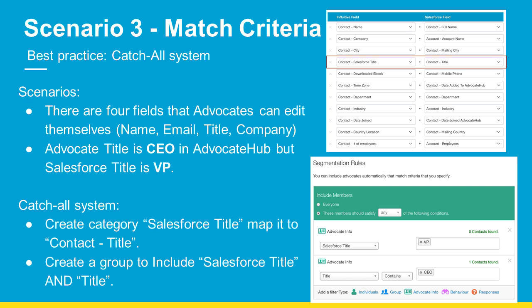Next are the best practices for match criteria. So when advocates first join, there are 4 fields that advocates can edit by themselves, which are name, email, title, and company. So I have a scenario here. What if when the advocates first join, their information in Salesforce shows that the title is vice president, VP, but the advocate has since been promoted to CEO. So they went ahead and edited their profile from the hub and just filled it in.